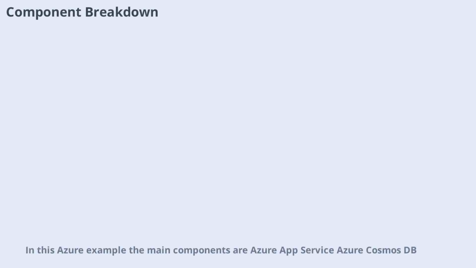In this Azure example, the main components are Azure App Service, Azure Cosmos DB, and Azure Monitor. The App Service hosts your web app and enforces circuit breaker policies. Cosmos DB stores your data and benefits from traffic limiting during overloads. Azure Monitor aggregates logs and metrics, triggering alerts when thresholds are breached. This setup ensures your app remains responsive and stable, even during unexpected demand spikes.